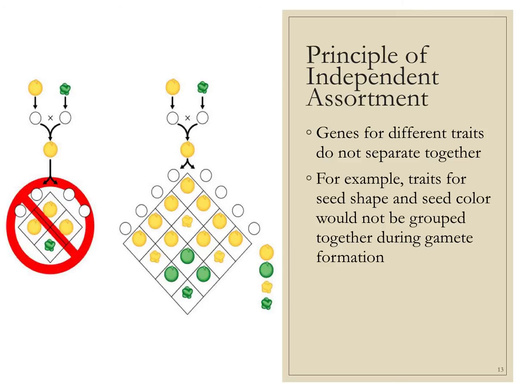So the Punnett square on the left would not be correct. The Punnett square on the right would be correct because that's going to show that those 2 traits are going to separate. They're not going to be together. They're going to segregate independently when the gametes are formed.